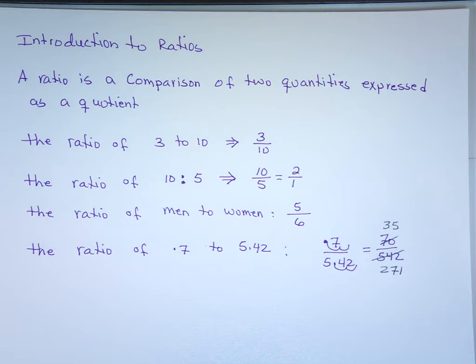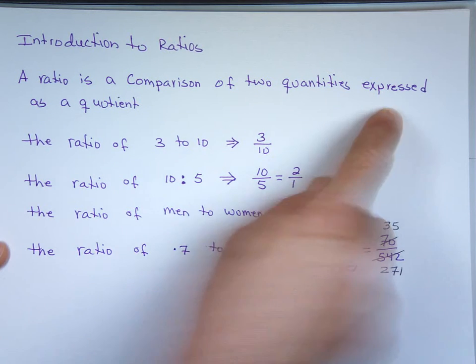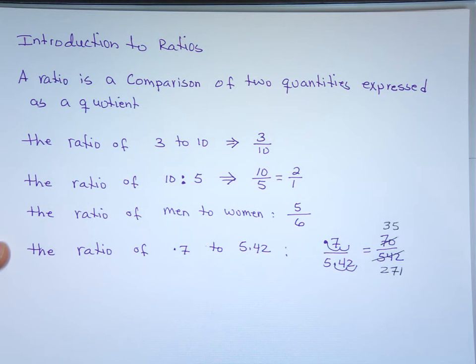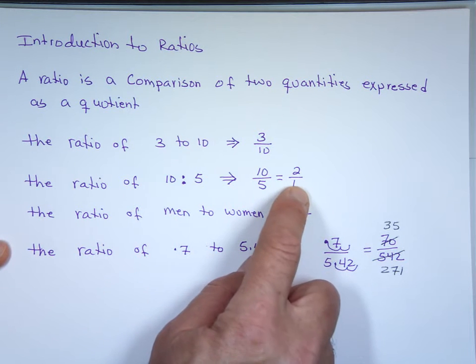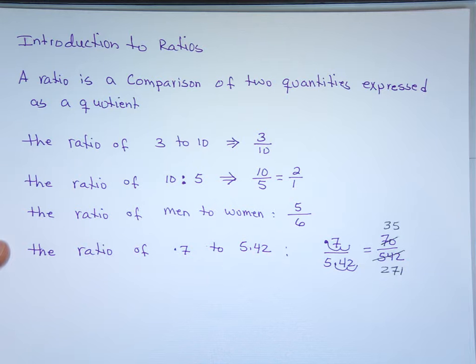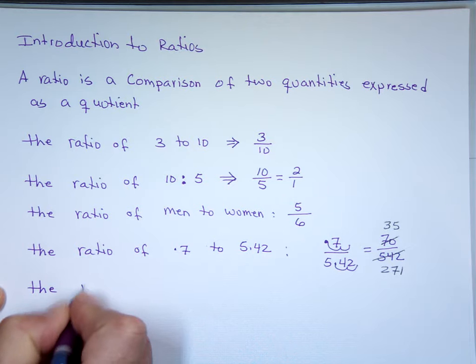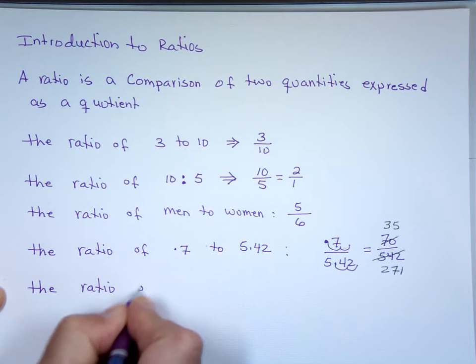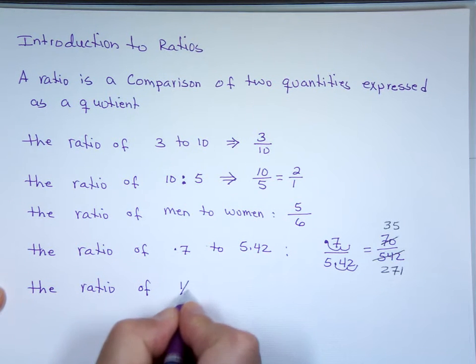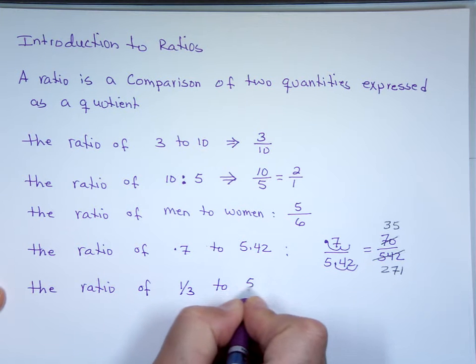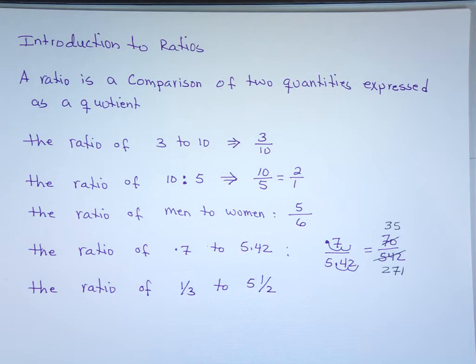Let's try another one. It has to be a fraction, expressed as a fraction, as a quotient. The ratio has to be written as a fraction. Even if your numbers, like notice this one is 2 really, but you have to write that 2 over 1. What's the ratio of 1/3 to 5 1/2?